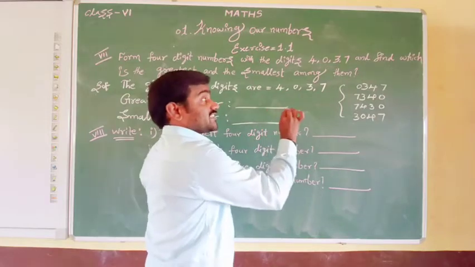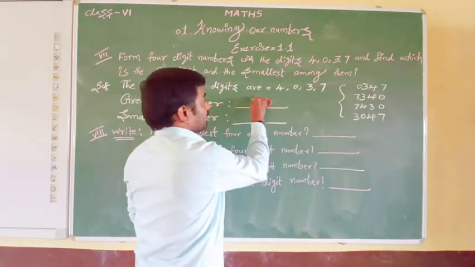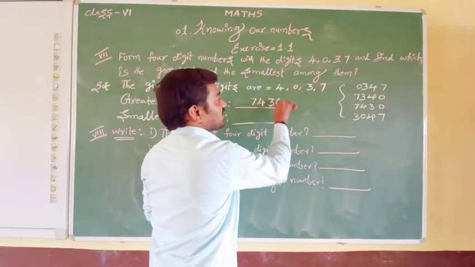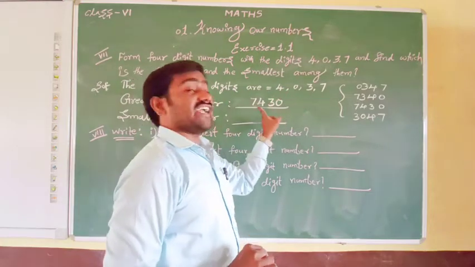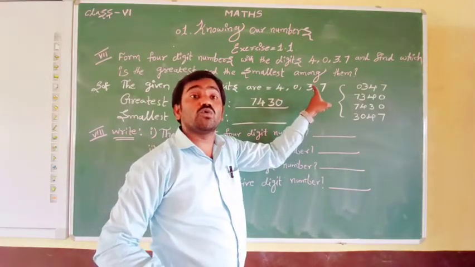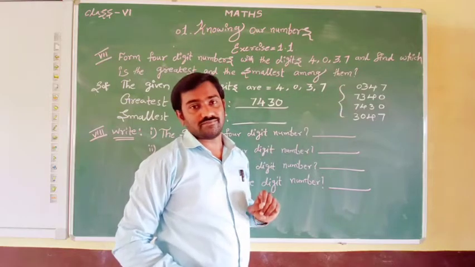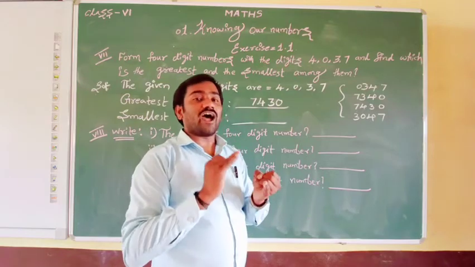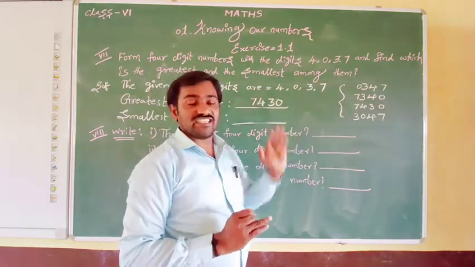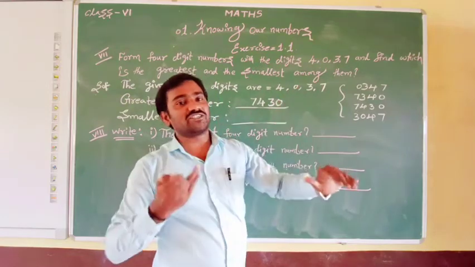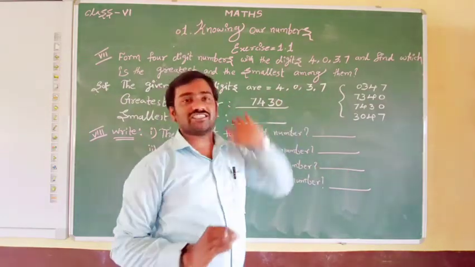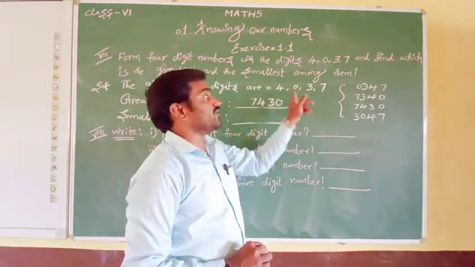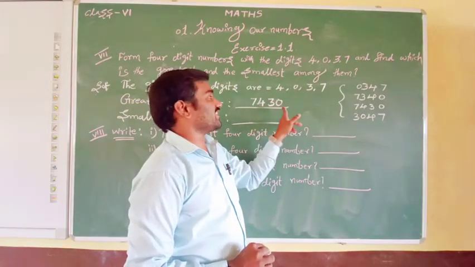Remember what I said, you have to choose the greatest digit. What is it? 7. Next 4. Next 3. Next 0. So this is the greatest number we can make by using these 4 digits. Is this clear? That means to make the greatest number, we have to choose from the given digits the greatest digit to the smallest digit. Only this 7430 will be the greatest number we can make using these digits. More than 7430 we cannot make any other number.